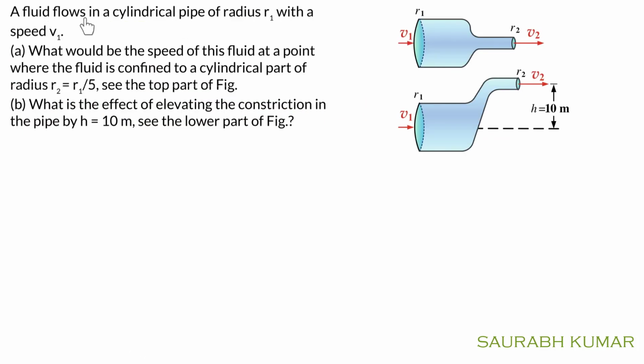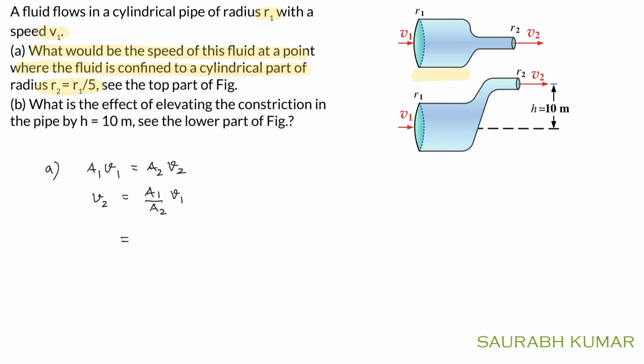Next question. A fluid flows in a cylindrical pipe of radius R1 with speed V1. What would be the speed of this fluid at a point where the fluid is confined to a cylindrical part of radius R2, which is equal to R1 by 5? See the top part of the figure. For this figure, how much is V2? R2 is given as R1 by 5. So we will use the equation of continuity. A1 V1 is equal to A2 V2. So V2 is equal to A1 by A2 into V1.